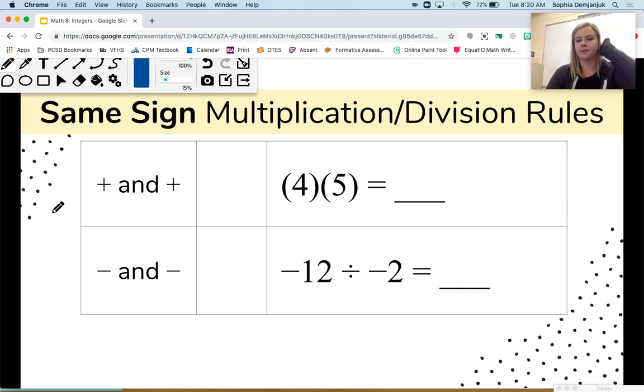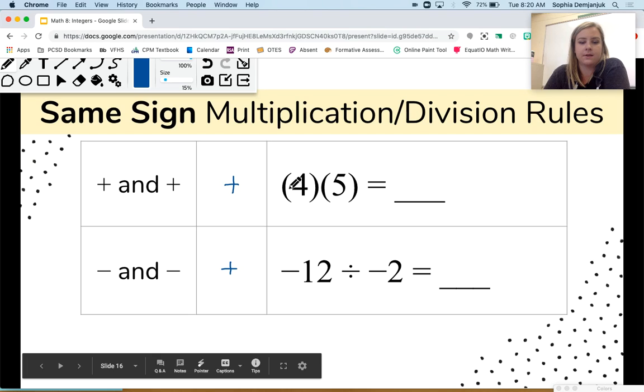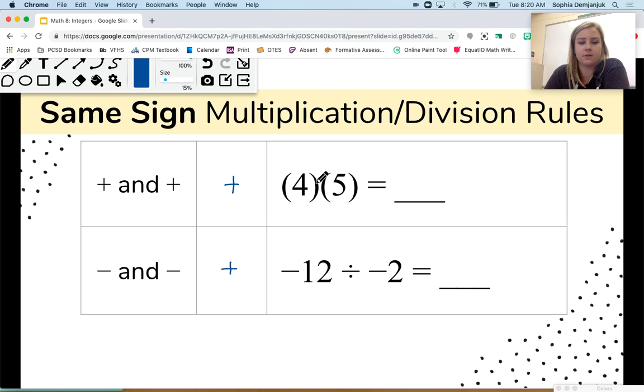And then finally, we're on to multiplication and division. So whenever we're doing same sign with multiplication and division, your answer is always going to be positive. So if you're multiplying two positive numbers, it's going to stay positive. If you are dividing two negative numbers or multiplying two negative numbers, your answer is going to stay positive. So this first example, we have 4 times 5. There's only parentheses, no symbol in between, which reminds me there's an imaginary multiplication sign in the middle, leaves me with +20. And then -12 divided by -2, double negatives, +6.